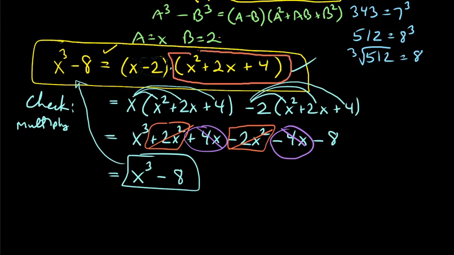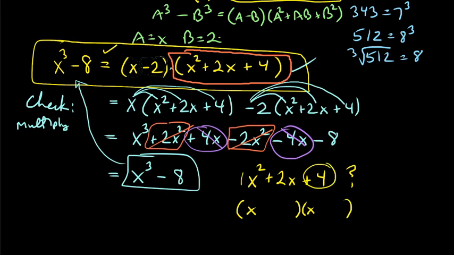factor here is a trinomial, right? It's 3 terms. So we have x squared plus 2x plus 4. How do I know that that can't be factored any further? Maybe we should try to factor it, right? Well, let's see. This is just 1x squared, so I'm going to use the shortcut. Now, what two numbers multiply to 4 and add to 2?